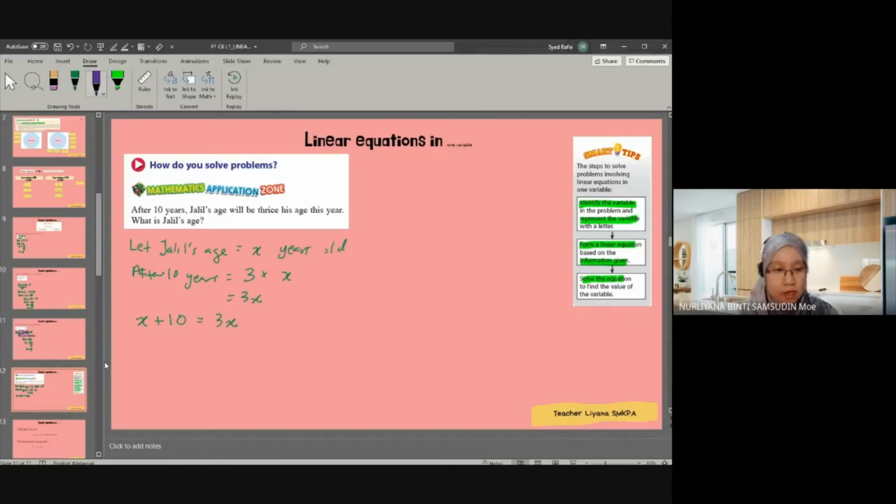Like we did just now, we will gather the variable with variable, number with number. So now we have 10 equal to 3x. This x we will move to here. So 10 equals to 2x. We only want x, meaning 10 divided by 2. So 5. We have x is 5. So Jalil is 5 years old.